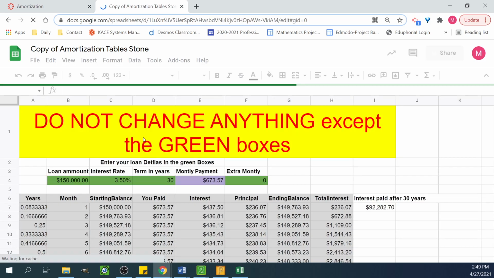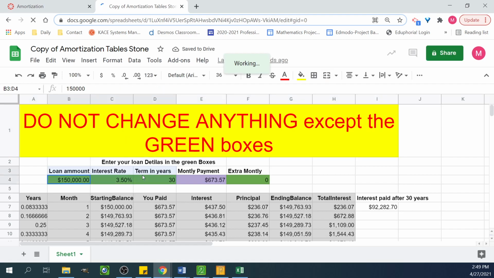Okay. Really, really important that you only change the stuff in the green boxes. If you change anything else, you will mess it up, and you'd have to download another copy. So I've done a couple of things for you. One is I made it so this right here tells you how much interest you're paying over the life of the loan.